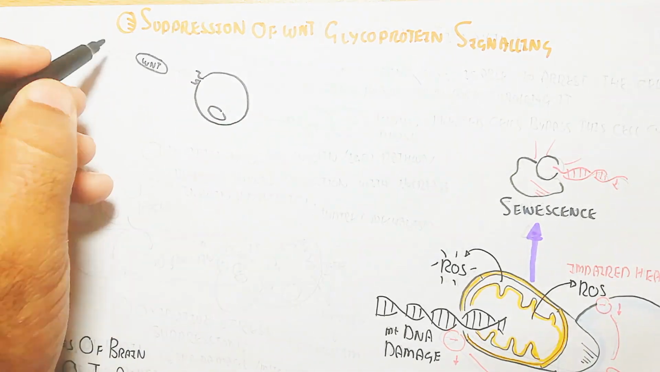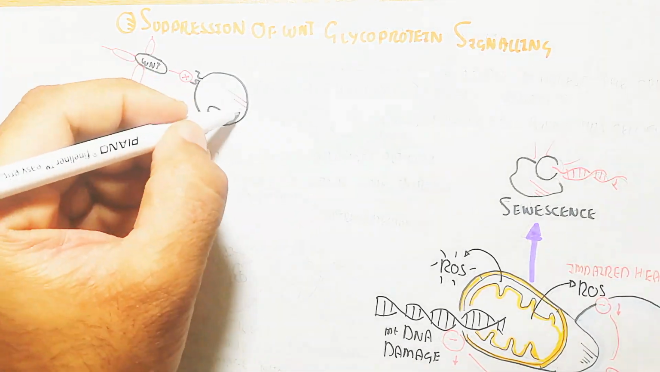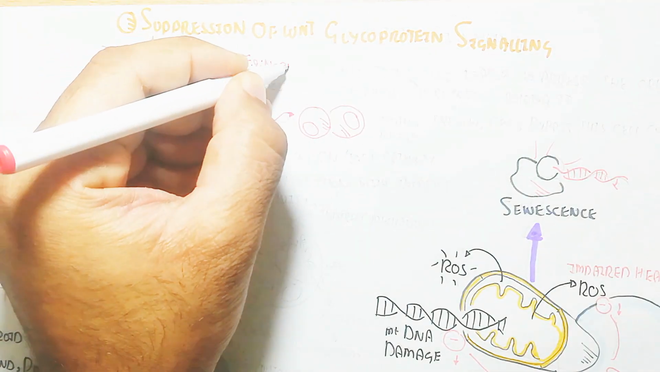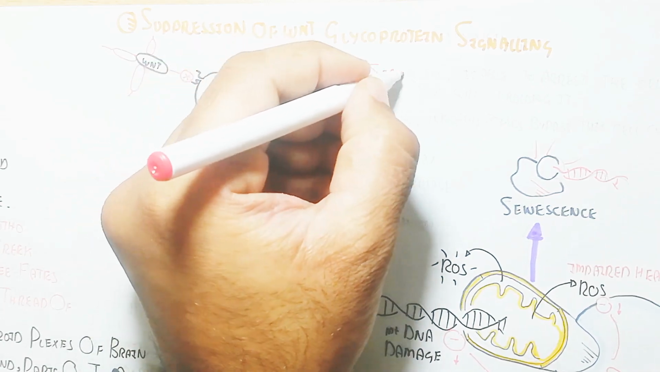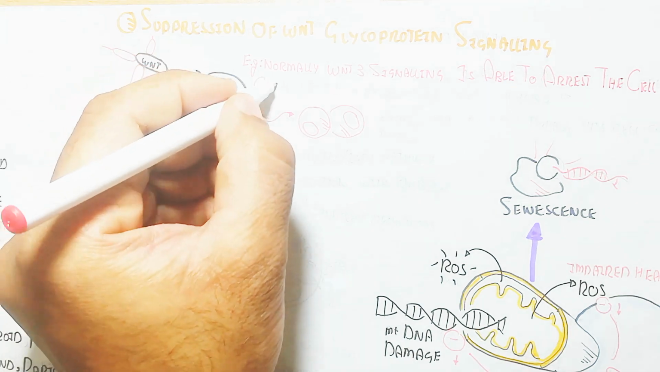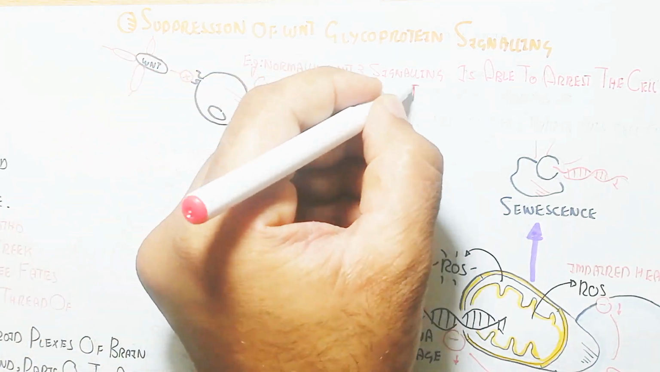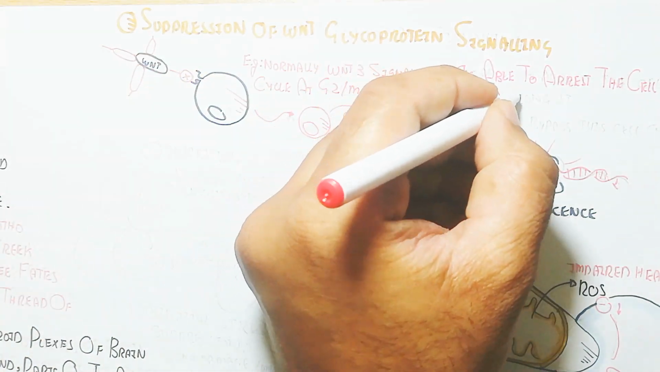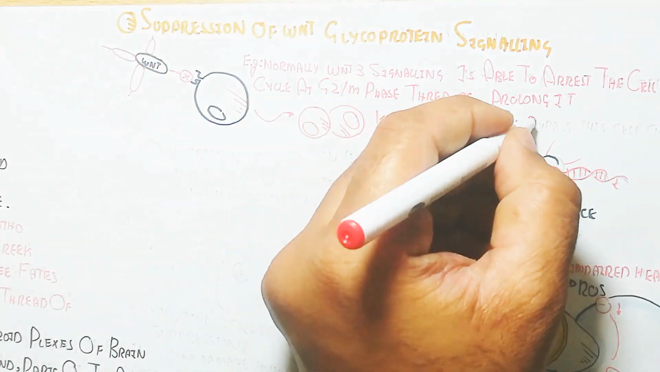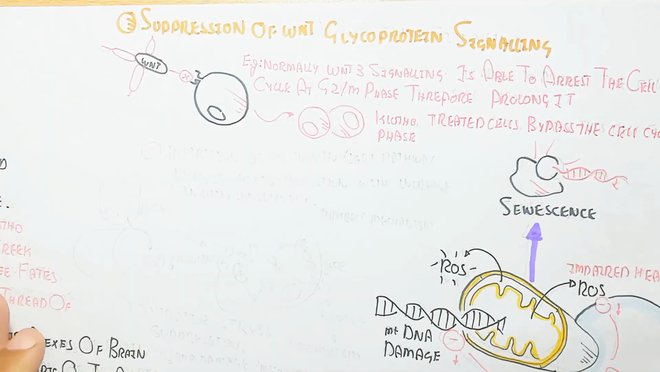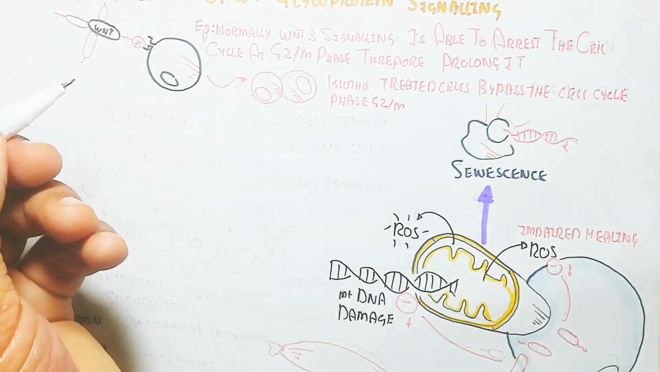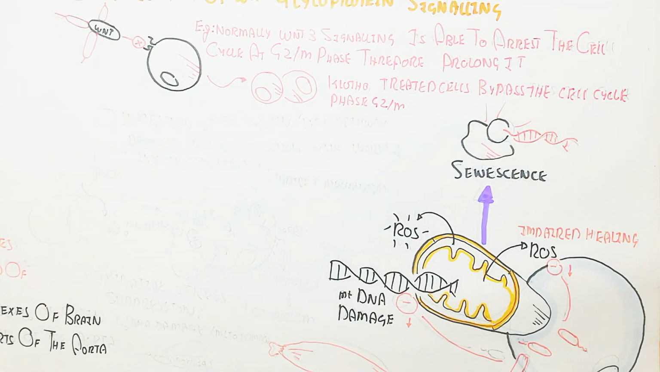The suppression of Wnt glycoprotein signaling. What is this? Klotho will bind with the Wnt ligand, and when it binds, the ligand will not bind with the Wnt receptor. Normally, Wnt3 signaling, for example, is able to arrest the cell cycle at the G2 and M phase, the mitotic phase and growth 2 phase. Therefore, Klotho-treated cells bypass the cell cycle phases G2 and M, and this will prolong it.